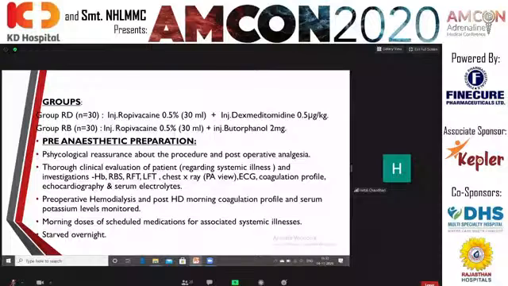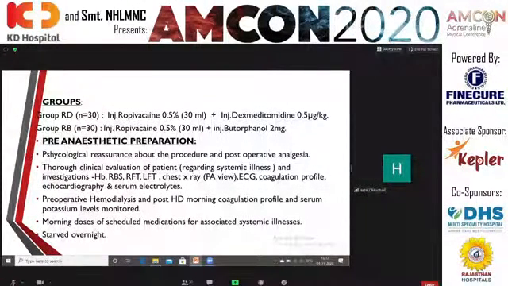There are two groups, group RD and RB. Injection ropivacaine 0.5% 30 ml. In group RD plus injection dexmedetomidine 0.5 microgram per kg. In group RB, injection butorphanol 2 mg added.